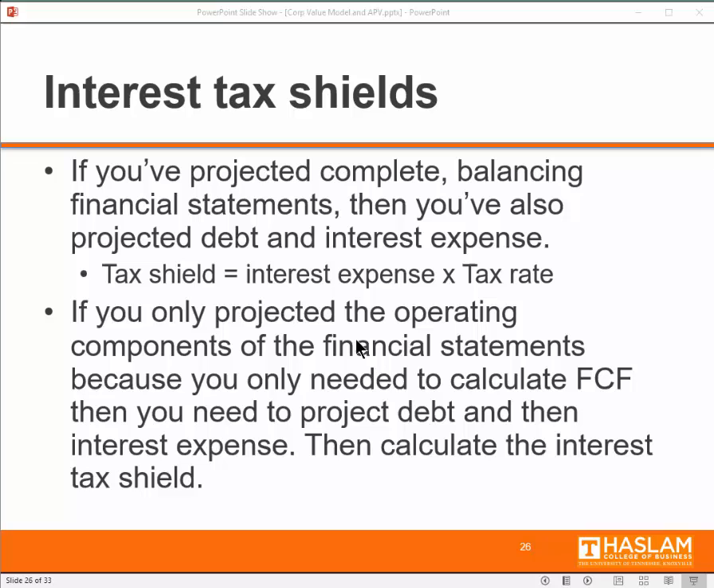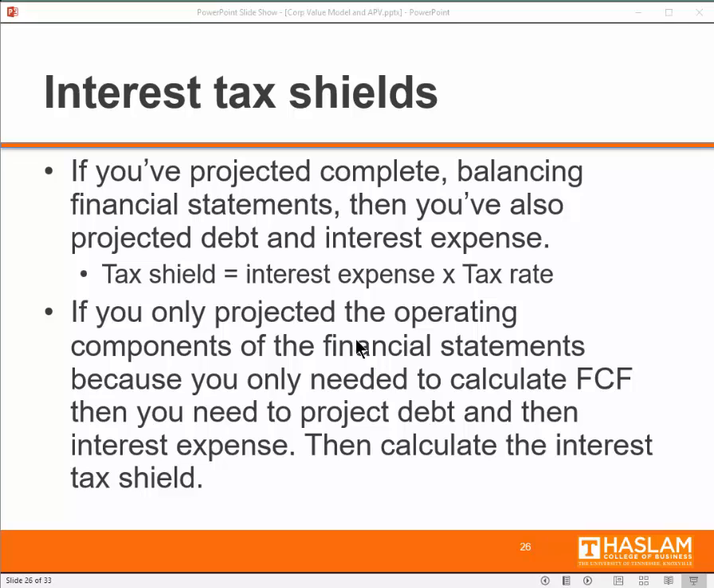So the interest tax shield, and sometimes I'll just abbreviate that as tax shield, is equal to the interest expense multiplied by the tax rate. That's all you have to do, calculate interest expense multiplied by the tax rate. And since our financial statements are complete, we actually have a line item that has interest expense. Now, one thing you want to make sure of is do not use what shows up frequently in financial statements as net interest expense.